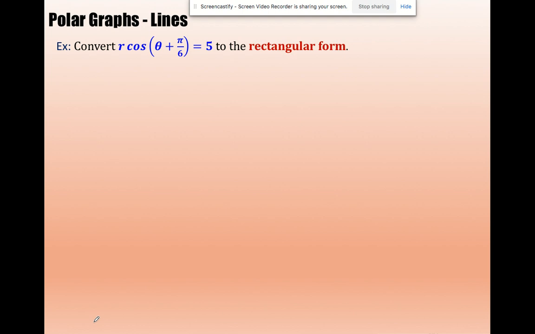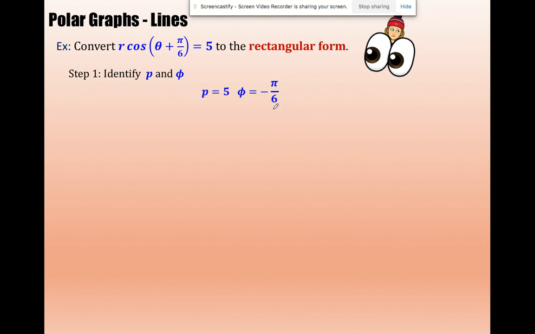Next, go backwards. If you don't remember the polar form of a line, well, then you're just going to have to realize, oh, that's a sum. I got to remember my cosine of a sum formula, and then do math and convert. But if you recognize this, you're like, I've seen this before. You recognize what? 5 is your p. And what's phi? Negative pi over 6. Phi is negative pi over 6. So then write your equation in normal form.